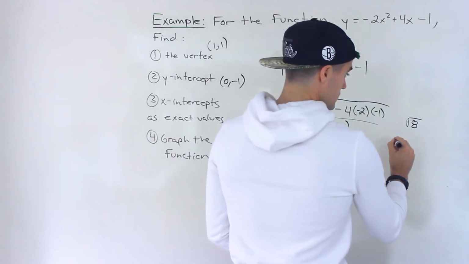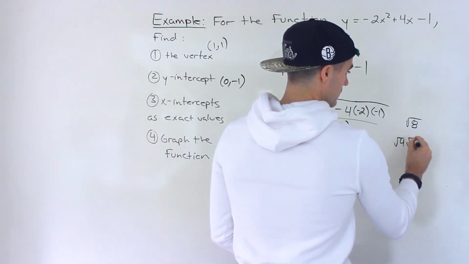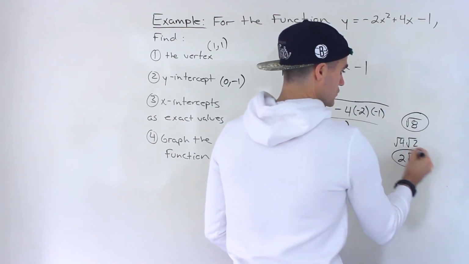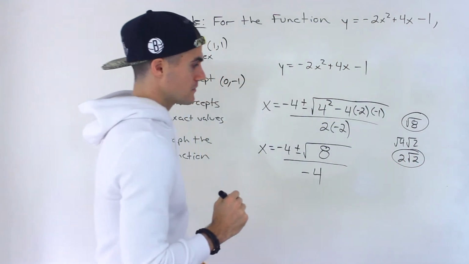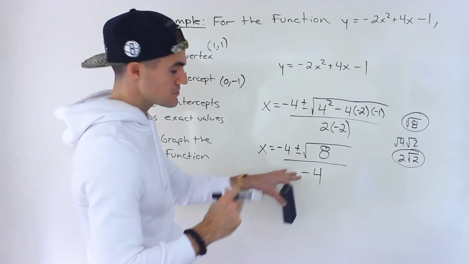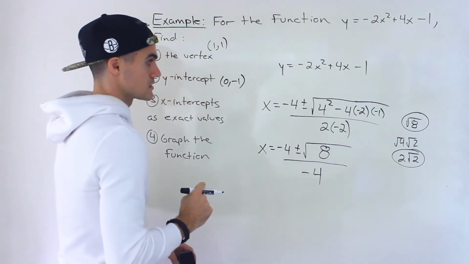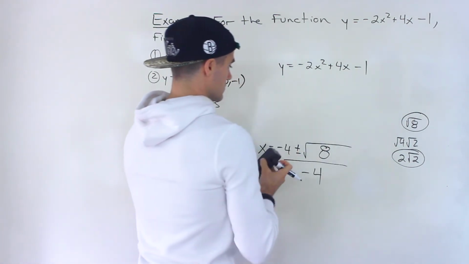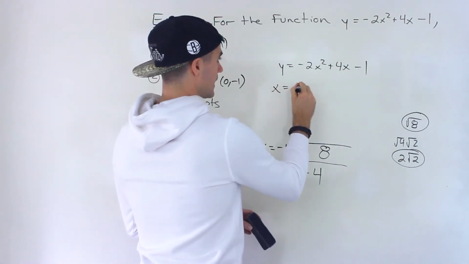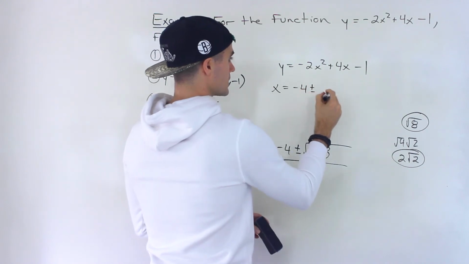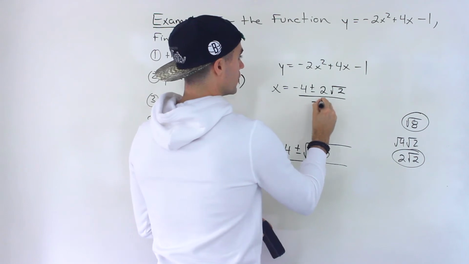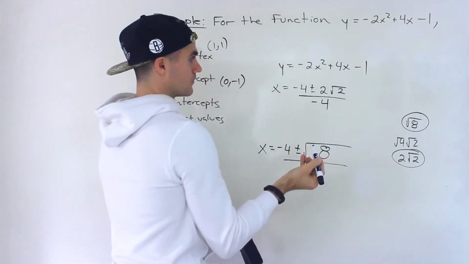That simplifies to √4 times √2, which is 2 √2. √8 and 2 √2 are the exact same thing, and you want to simplify this as much as possible in case this is a multiple choice test. So the next line would end up being -4 plus or minus 2 √2 over -4, like that.